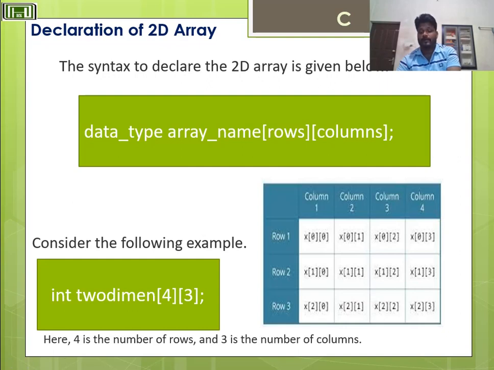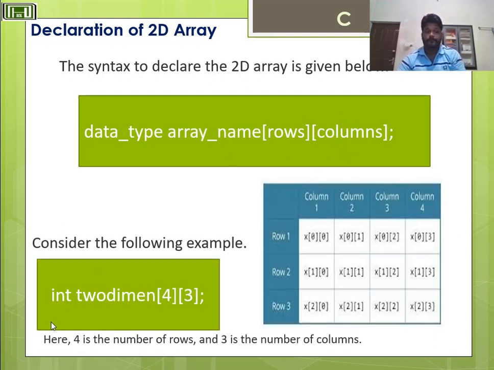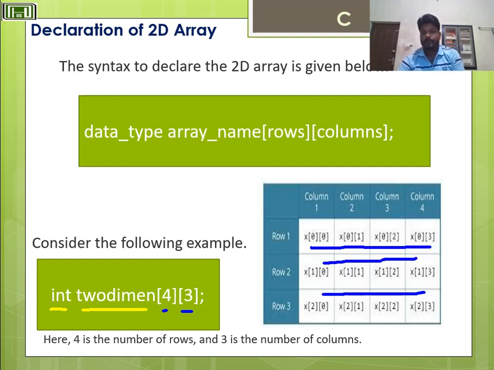How to declare a two-dimensional array? A two-dimensional array can be declared using this syntax: data type followed by array name, then rows and columns. We have one example here. Data type integer, array name two-dimensional, then array rows 4 and columns 3. Row 1, row 2, row 3, and column 1, column 2, column 3, column 4. This is the representation: 0 0, 0 1, 0 2, 0 3 and 1 0, 1 1, 1 2, 1 3, 2 0, 2 1, 2 2, 2 3, like this.